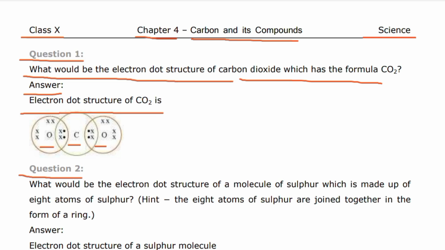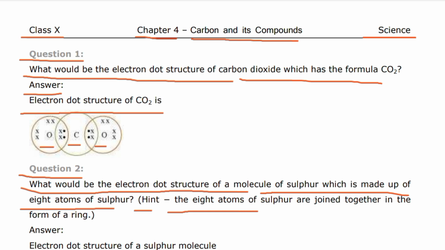Question 2. What would be the electron dot structure of a molecule of sulfur which is made up of 8 atoms of sulfur? Hint: the 8 atoms of sulfur are joined together in the form of a ring. Answer.